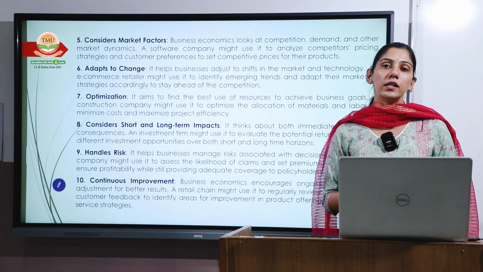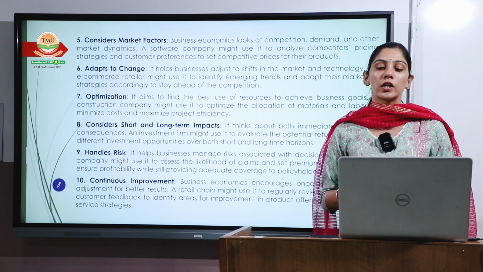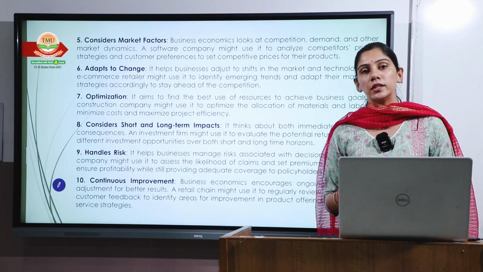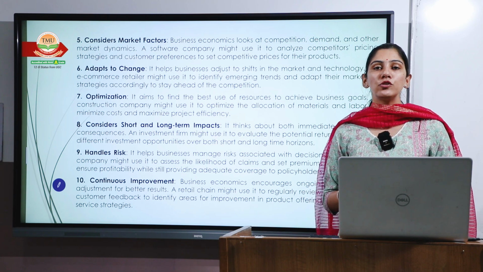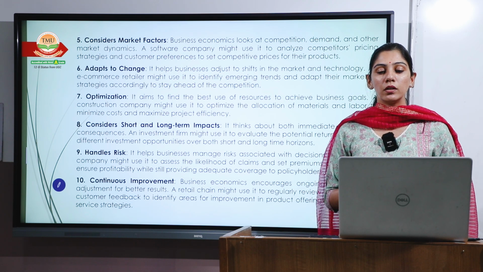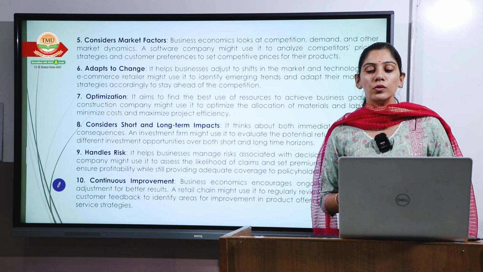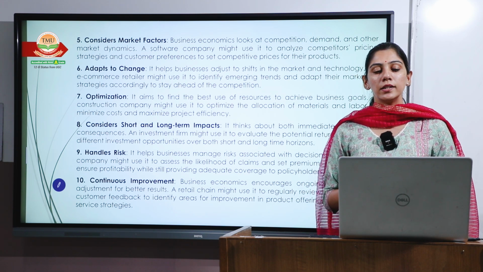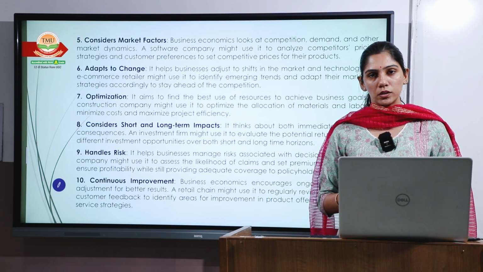Next point is handling risk. Business economics also helps in handling risk. It helps businessmen to manage the risks which are associated with various decisions or with various business activities. For example, an insurance company might use it to assess the likelihood of claims and set premiums accordingly, to ensure profitability while still providing adequate coverage to policy holders.